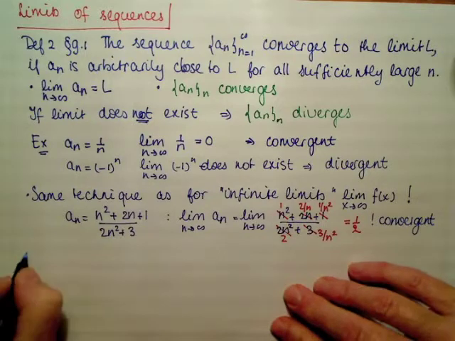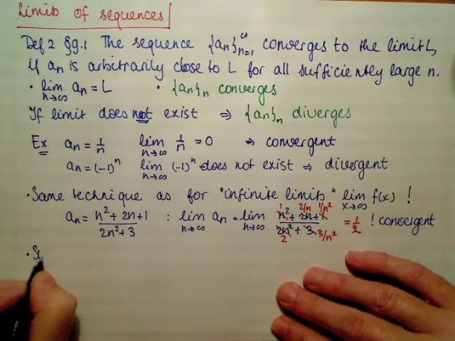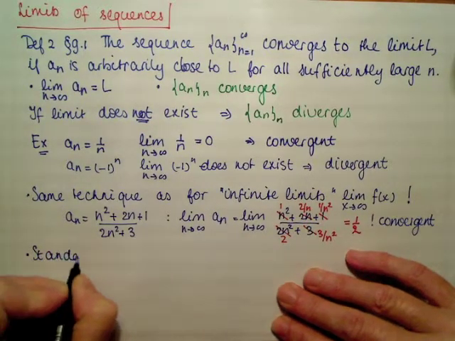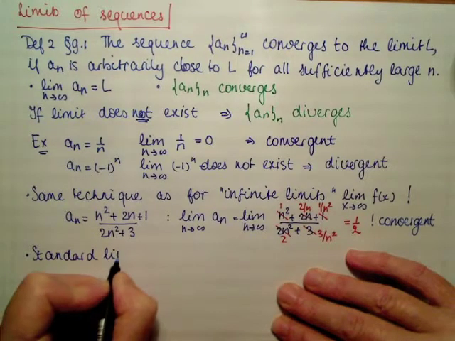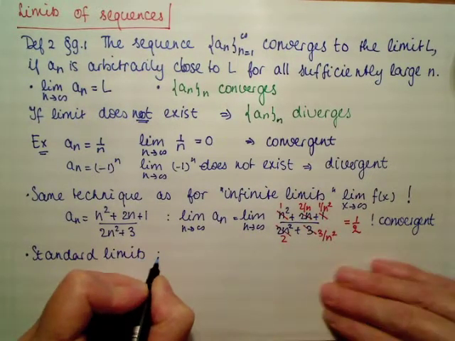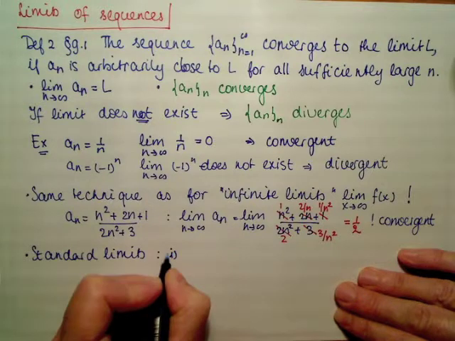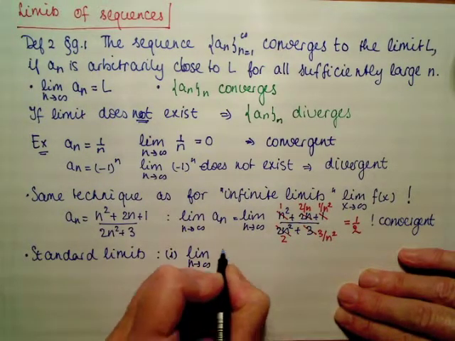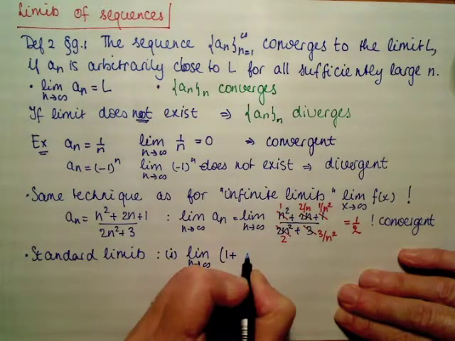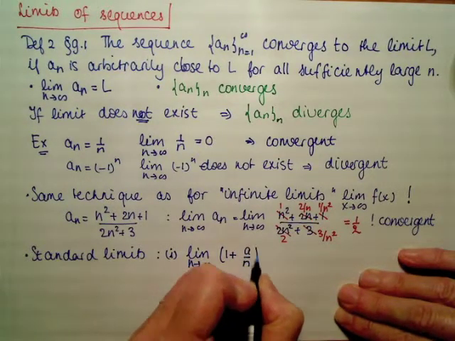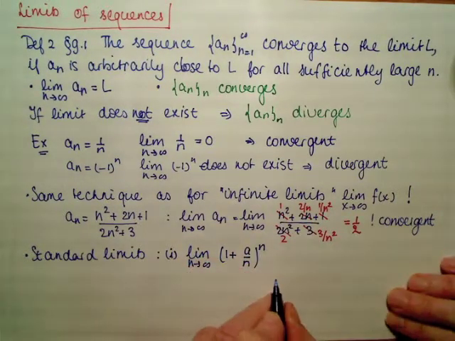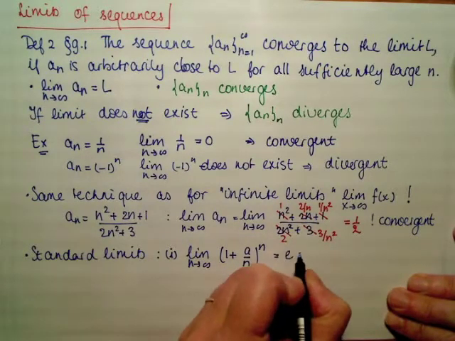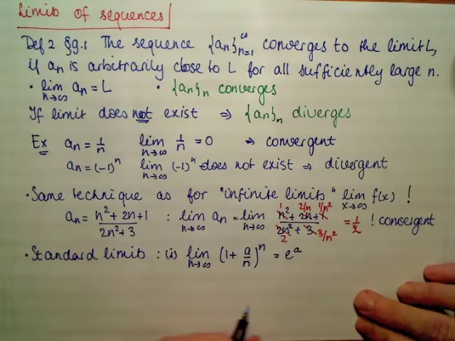You also have to know some standard limits, which may come in quite handy, and these are the following three limits. If we send n to infinity in the sequence of numbers given by 1 plus some number a divided by n, to the power n, then this converges to e to the power a.